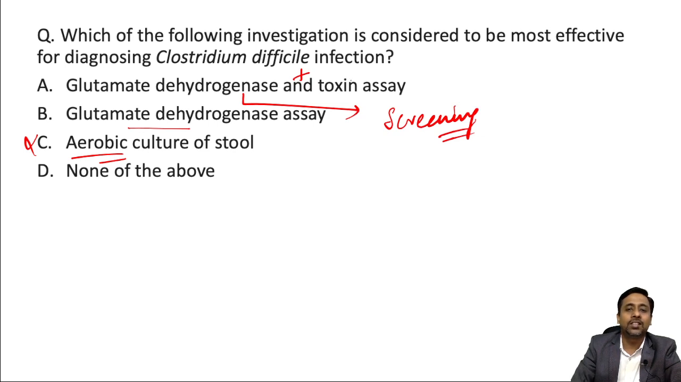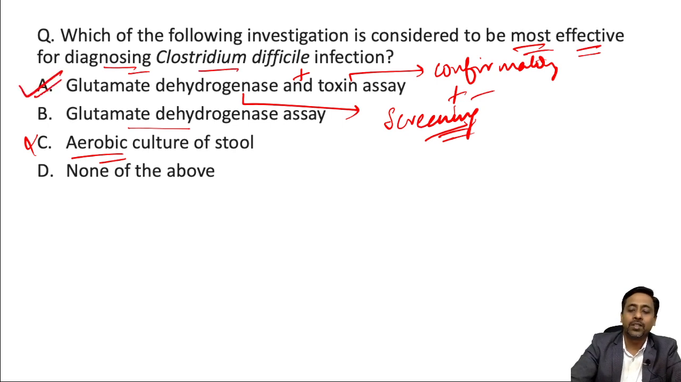However, this toxin assay will be able to distinguish between toxigenic and non-toxigenic. So this is a confirmatory method. So obviously a combination of screening and confirmatory is always the most effective method for diagnosing the disease. So this is the correct answer.